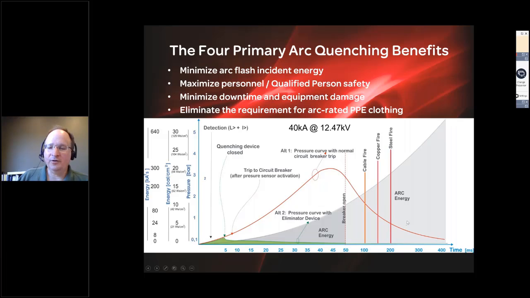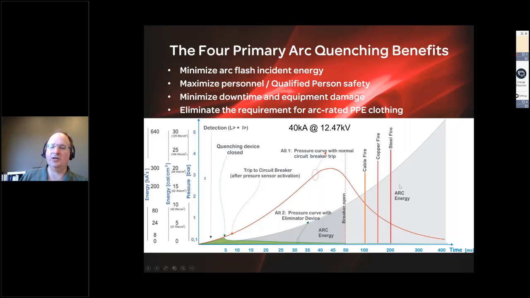This, from my earlier arc quencher presentation, is my favorite medium voltage graph. It shows the red pressure curve here, the breaker opening at the 50 millisecond mark, and you can see the breaker did its job. It did what it was designed to do. It protected the insulation integrity of the conductors. It opened before there was a cable fire, copper fire, or steel fire. It prevented any of that. We could see at the intersection point of the arc energy and the breaker opening at 50 milliseconds that we're right around a little over 10 calories per centimeter squared of arc thermal energy.